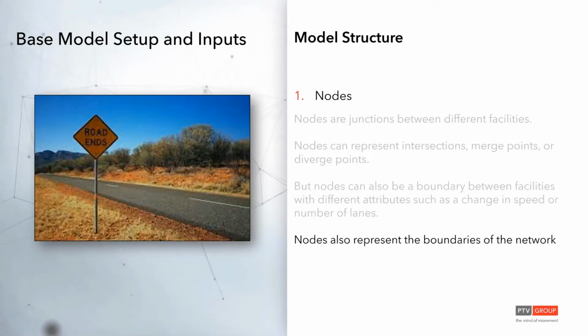Another place you'll see nodes is at the end of the network. Nodes will act as the boundary points of the network. This is where things like zones will connect to your physical network, right? This is where the abstract network of the travel demand model meets the physical network of your roadway model. So that's another place that nodes represent.